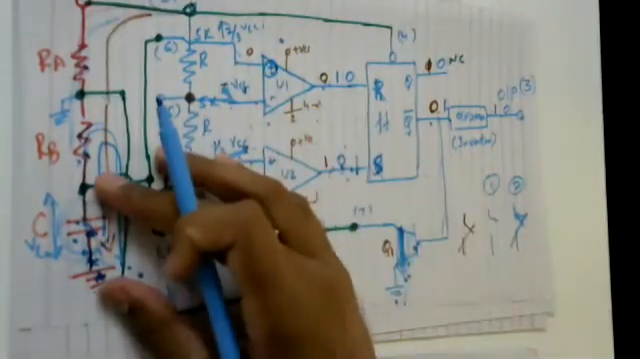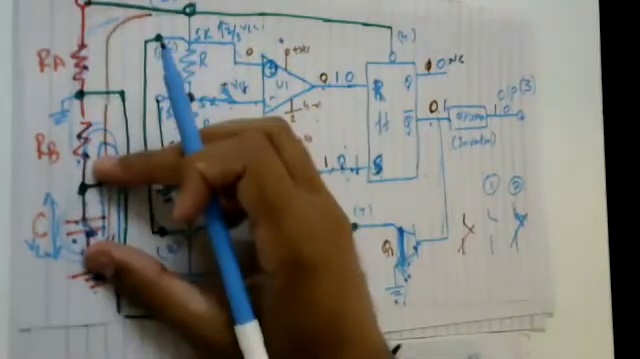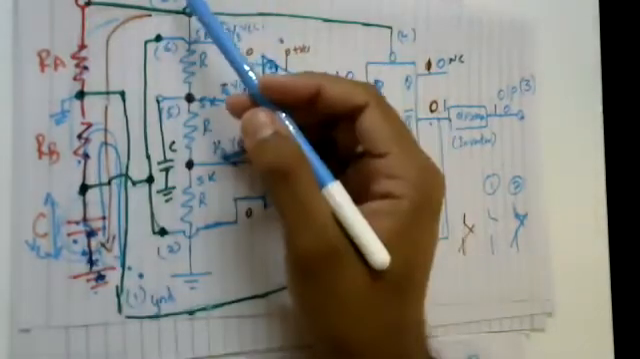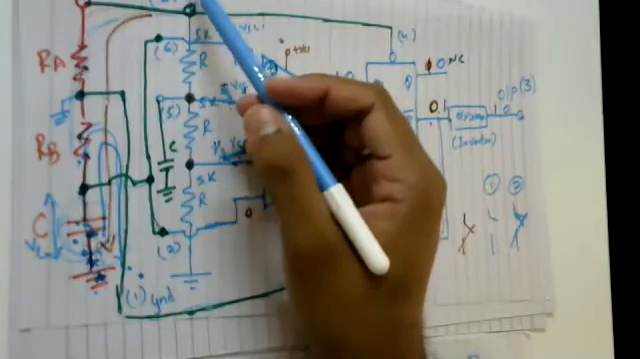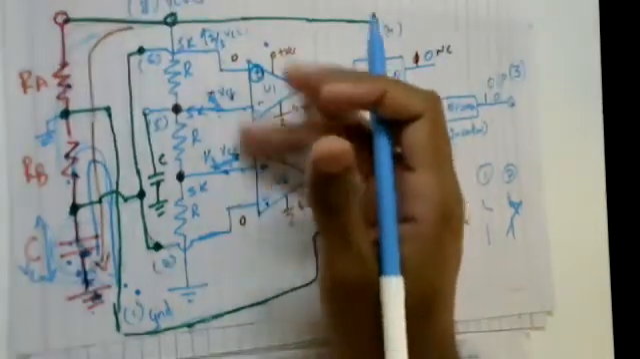If the capacitor would not have been there, if I had placed one more resistor, then the voltage across the resistor will be fixed because it's a DC voltage. Since it's a DC voltage, it will not make any change.